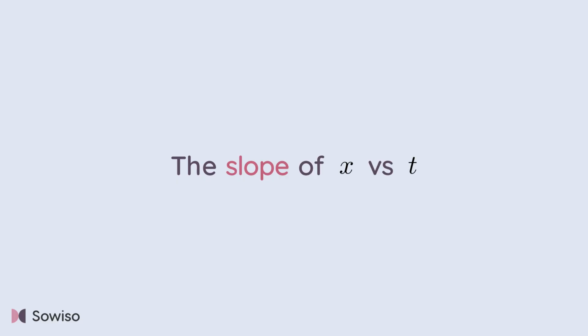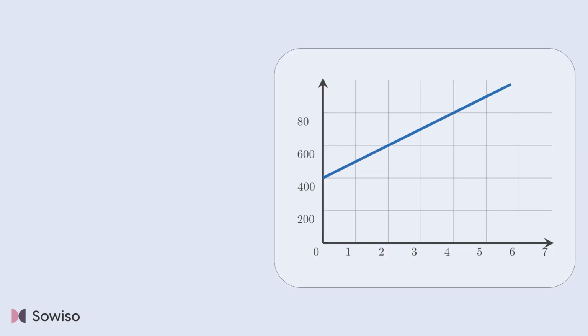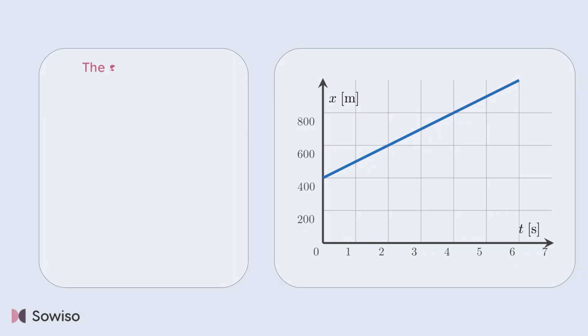In this video, we will show how to find the slope of an x versus t graph. Here's a graph showing position x as a function of time t. What is the slope of the line? Let's look at the theory.